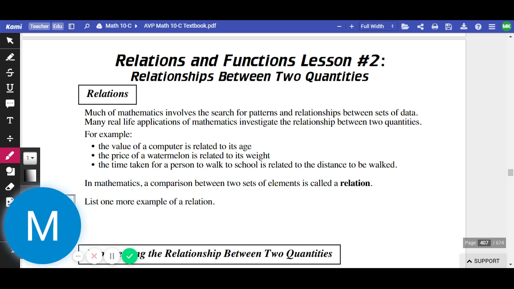They said the price of watermelon is related to its weight. The bigger the watermelon, the more it's going to cost. The smaller the watermelon, the cheaper it's going to be. Unless you buy those square watermelons. Seen that?